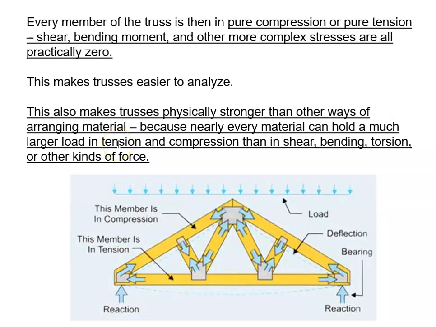That's why you typically aren't going to see concrete trusses. It doesn't really make a lot of sense. But steel and wood handle both of these equally well. So they're ideal materials for trusses.